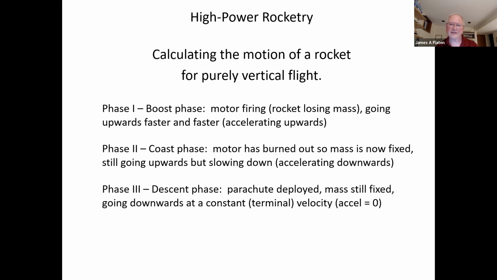And then the third phase is entirely different. The third phase is coming back down again, the descent phase. So there's a parachute deployed, the mass is fixed, it's going down at perhaps a terminal velocity, perhaps a constant rate. So acceleration in this case would actually be zero.